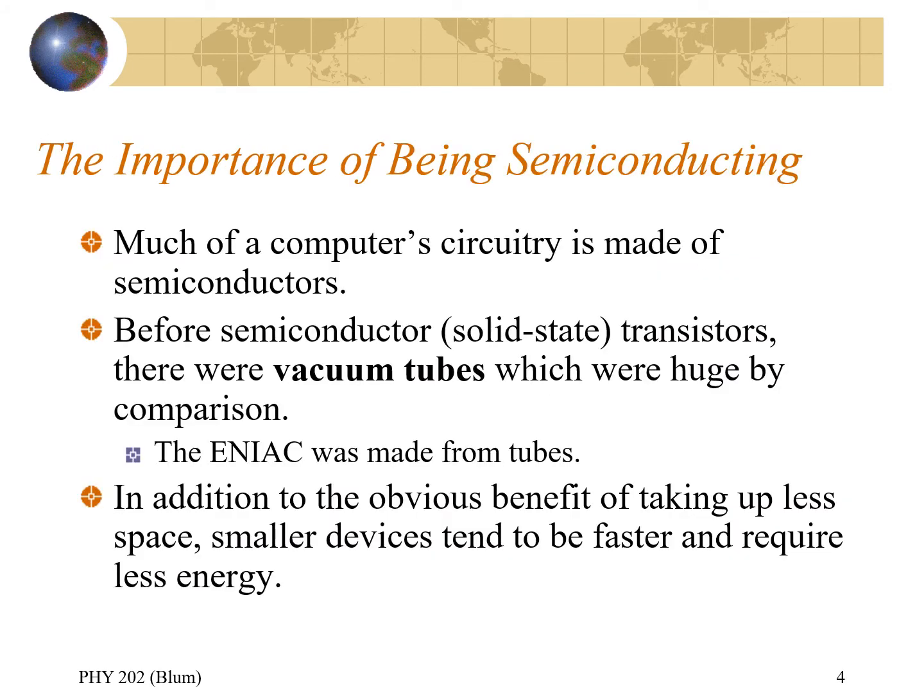Much of a computer circuitry is made up of semiconductors. Before we had semiconductor transistors, solid-state transistors, we used vacuum tubes, and they were quite large. So the ENIAC was a computer made up of vacuum tubes. In addition to the obvious benefit of taking up less space, the devices, now smaller because we're using transistors, tend to be faster and require less energy.